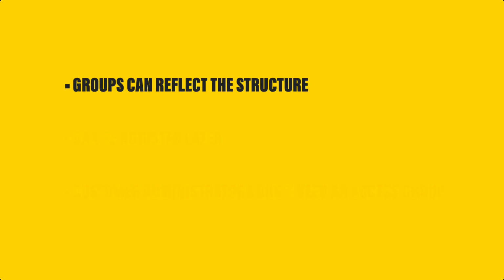Groups can reflect the structure of your organization. It's helpful to name groups after roles, departments, or shifts, e.g., production, assembly, team leaders, or admin, management. They can be adjusted later.